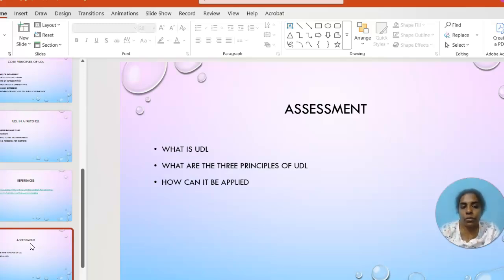That is, what have you understood about UDL? What is UDL? What are the three principles of UDL and how can it be applied? What are the examples according to you through which we can apply UDL?